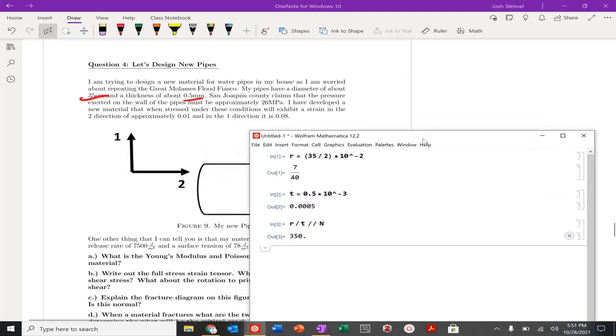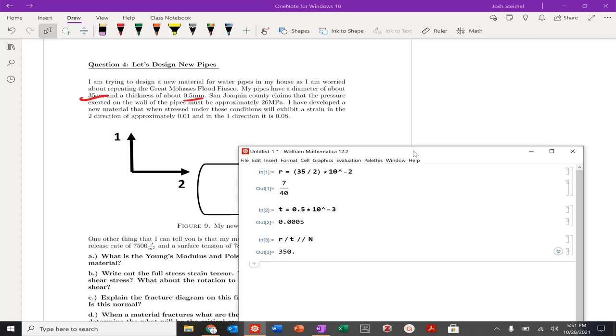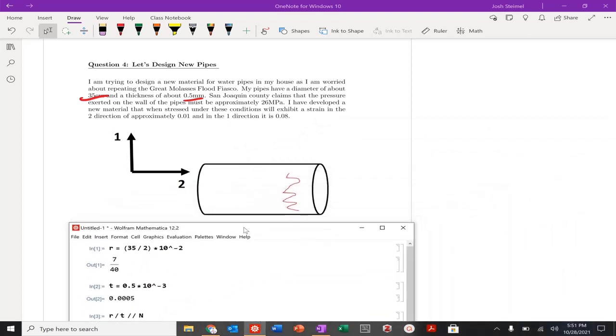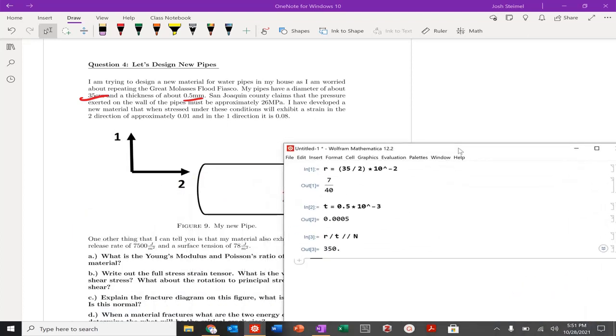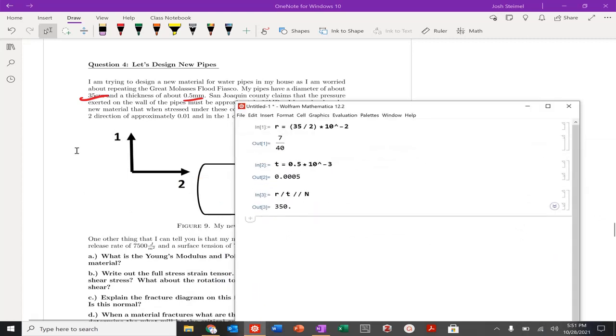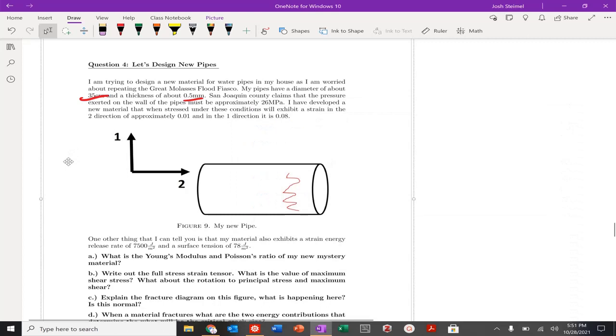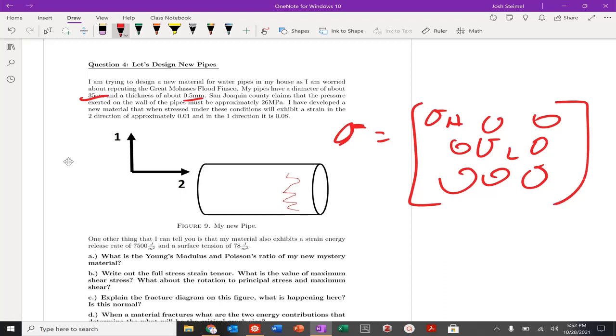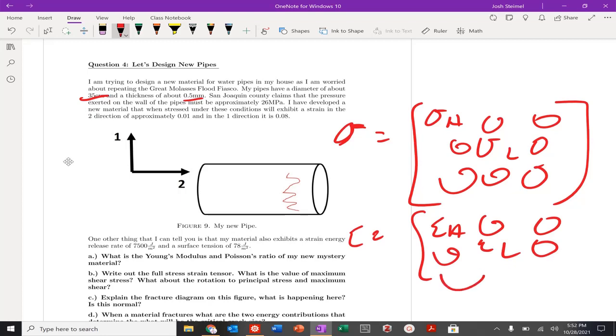I've developed a new material, and that's what San Joaquin County claims. They claim that delta P is this, but the new material, when stressed under these conditions, will exhibit a strain in the 2 direction of 0.01 and in the 1 direction of 0.08. So I know it's a thin walled pressure vessel, so I could start to write out that my stress tensor has entries for hoop and longitudinal in directions 1, 2, 3. My strain tensor is going to be epsilon H, epsilon L, in directions 1, 2, 3.